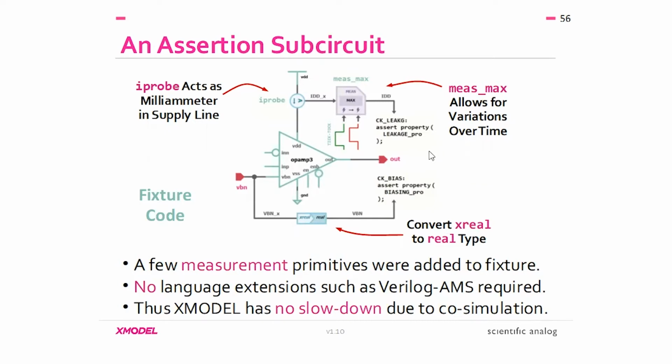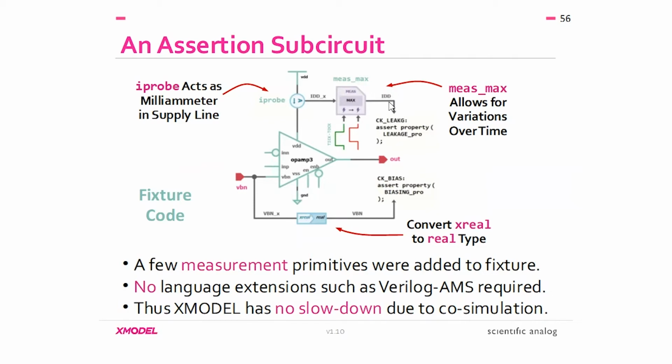The way it's implemented is by adding a few XModel primitives to our fixture submodule. In this slide, we're seeing only the op-amp portion of the DUT because, of course, the RC feedback network is purely passive. In the supply line, we've inserted an iProbe XModel primitive. That outputs the instantaneous current in the form of an XReal variable, and we feed that into a MeasureMax primitive to allow for fluctuations in time. Using tick and tock, we can start and stop the measurement over a 1 millisecond time span. And the result is the largest real-valued IDD current during that time span.